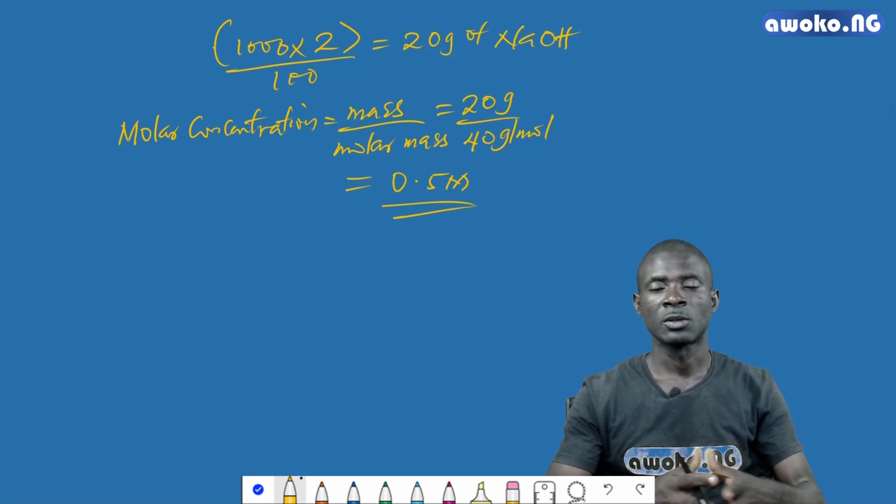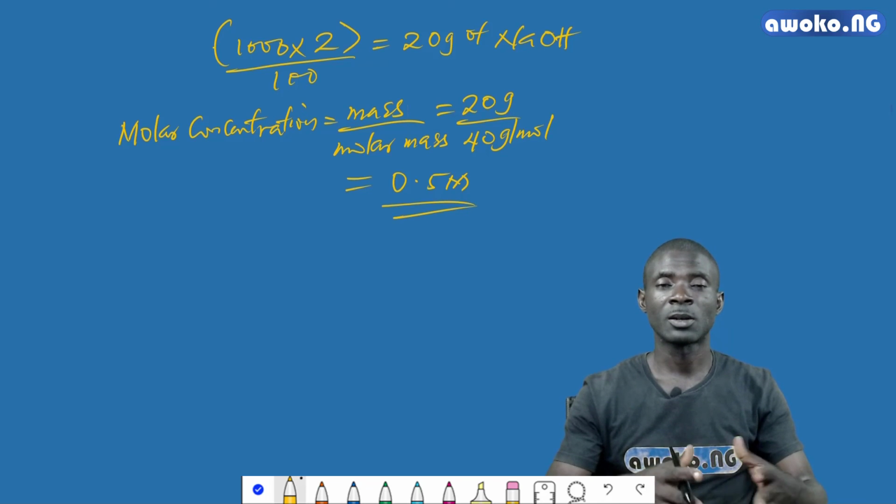So that is how far we can go in this class. In our next class, we're going to be looking at volumetric analysis or quantitative analysis. That is where we look at some calculations involving neutralization reaction, a reaction between an acid and a base to produce salt and water.